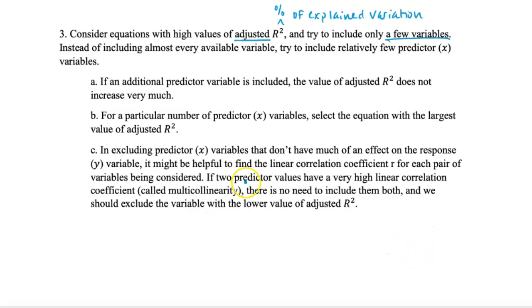And two predictor variables having a high value of r is called multicollinearity. We don't need to know that. We just need to know that we're trying to use as few predictor variables as possible with the highest adjusted r-squared and the lowest p-value.